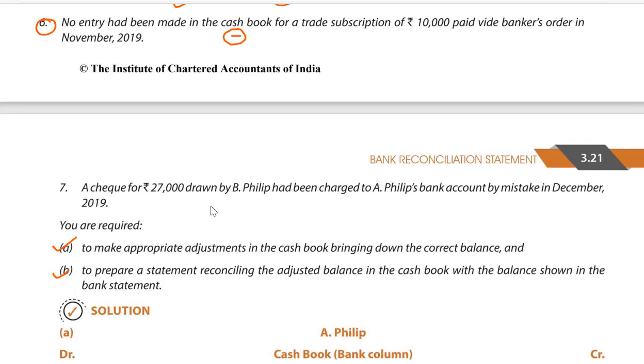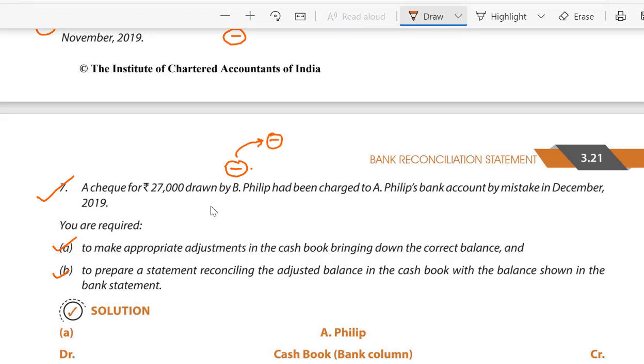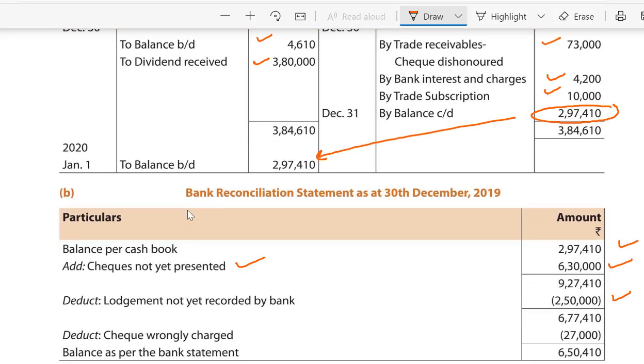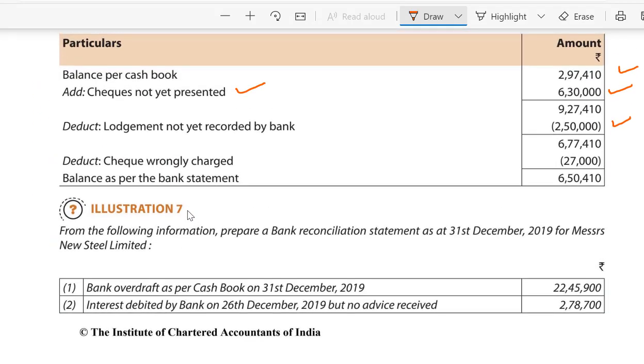Entry number 7. A check of 27,000 drawn by B. Philip had been charged to A. Philip's bank account by mistake. So it is a bank account mistake, minus in the bank account. In the cash book also we need to do minus 27,000. So 2,97,410 plus 6,30,000 minus 2,50,000 minus 27,000. The closing balance is 6,50,410.